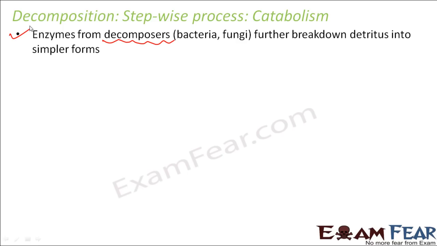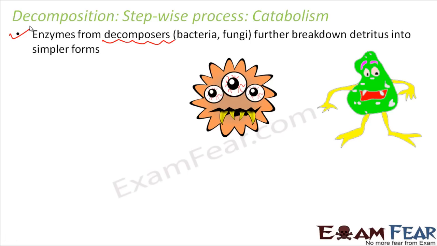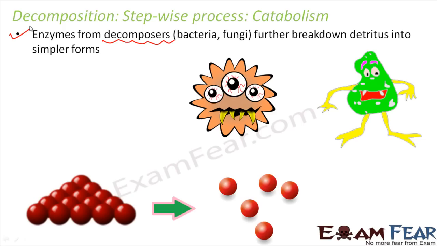The first level of breaking down was done by the detritivores, that is earthworm. Now the second level of breakdown, after water has been removed out of it, is done by the decomposers. So these bacteria and fungi come into role and they play a major role in the process of decomposition. Here the complex substances are getting broken down into simpler forms. So it is like a conversion of complex to simple. That is what is being depicted by this picture.